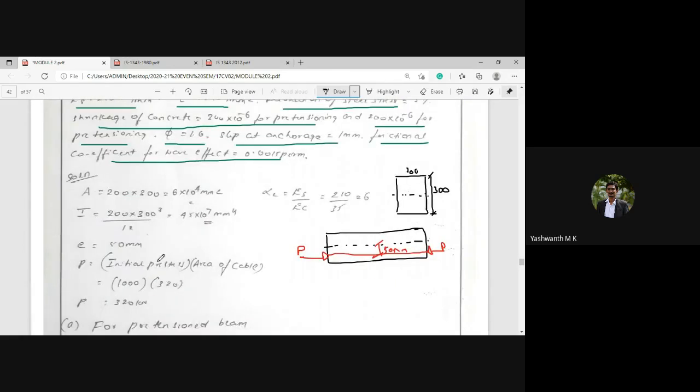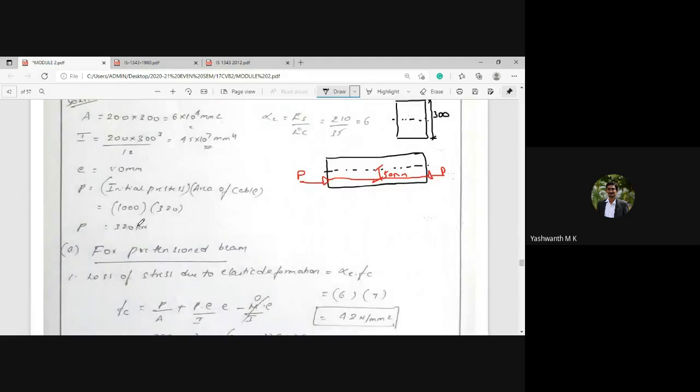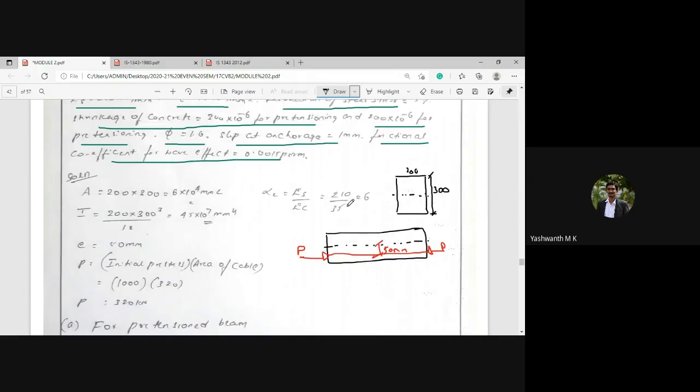So the initial pre-stress in the steel is 1000 Newton per millimeter square, and the area of the cable is 320, which will give you 320 kilonewton. The pre-stressing force of 320 kilonewton will be applied on both ends in order to induce the compressive force on either end. Is it clear?